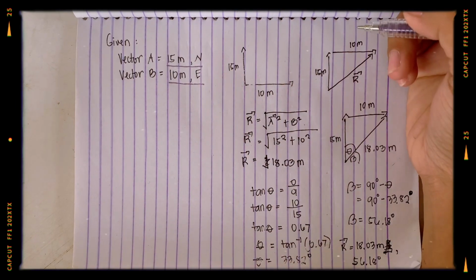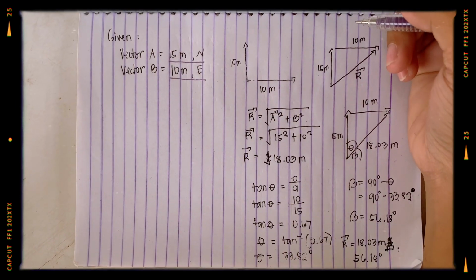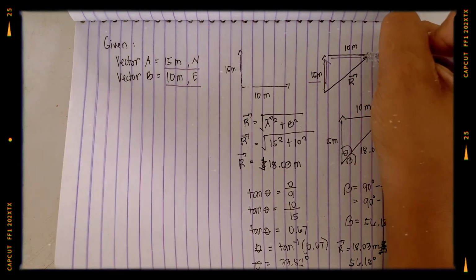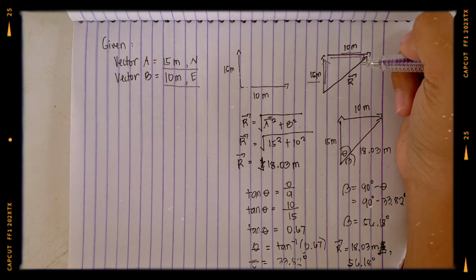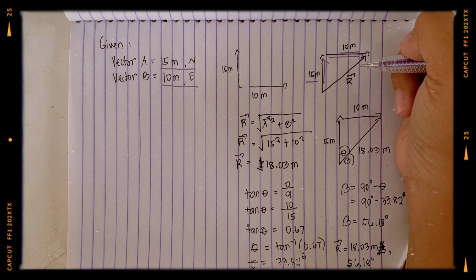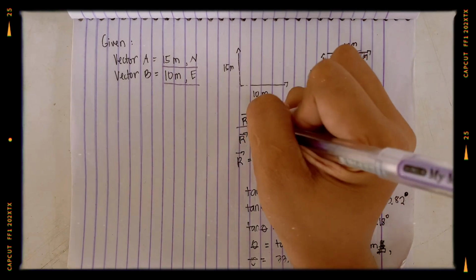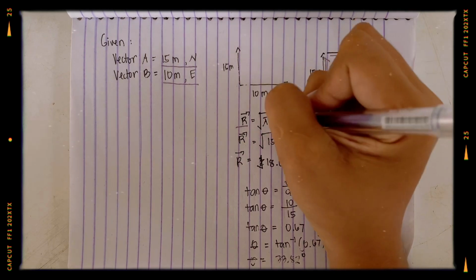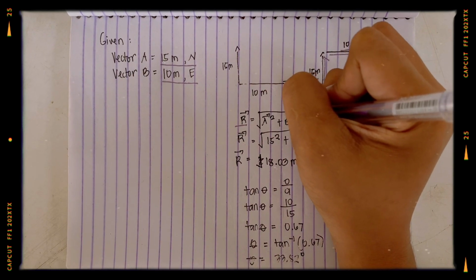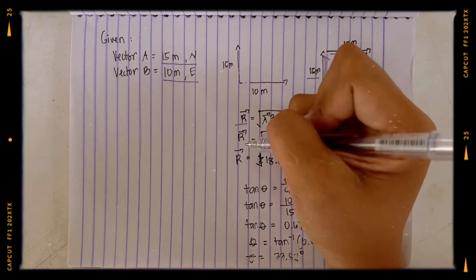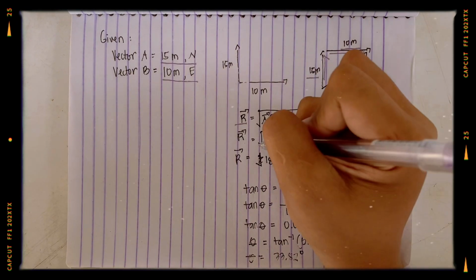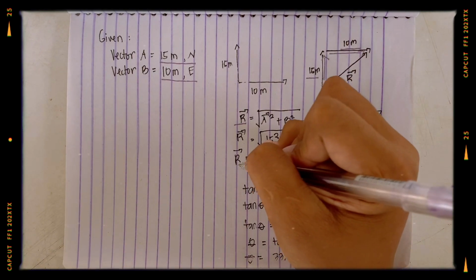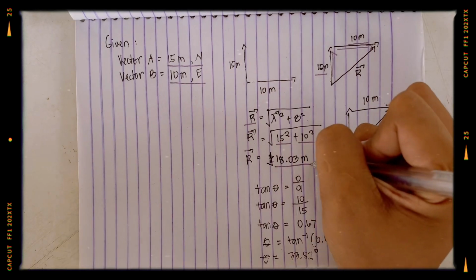So for the free body diagram, we have vector A to the north and vector B to the east. To find the resultant displacement, we will use the Pythagorean theorem with the formula: resultant displacement is equal to the square root of the quantity vector A squared plus vector B squared. Resultant displacement is equal to the square root of 15 squared plus 10 squared. So the resultant displacement is equal to 18.03 meters.